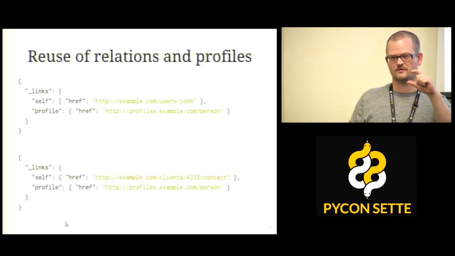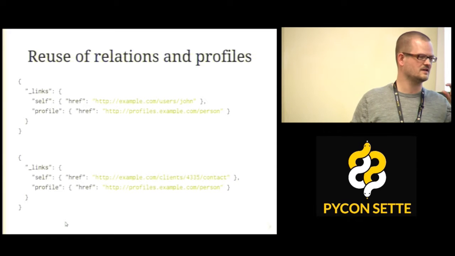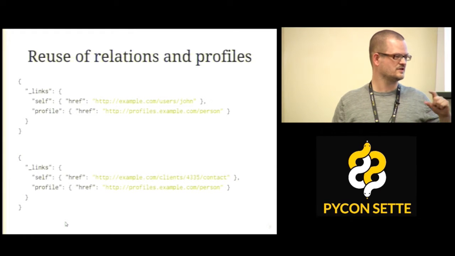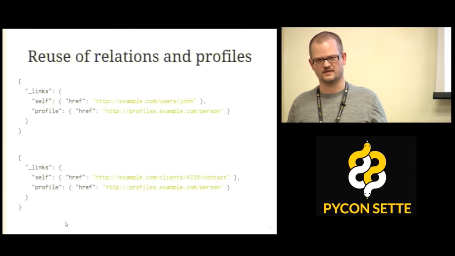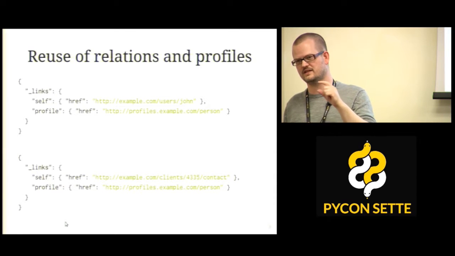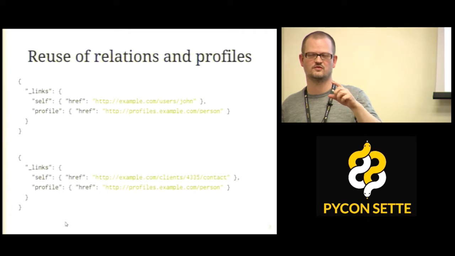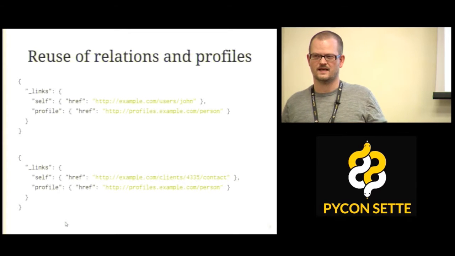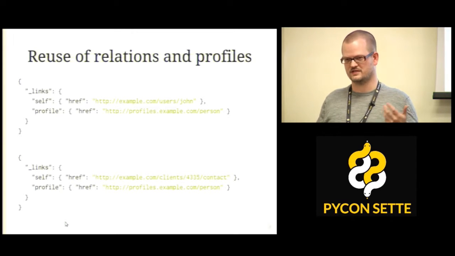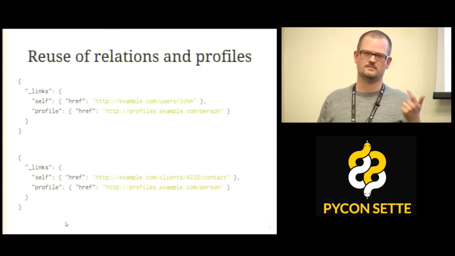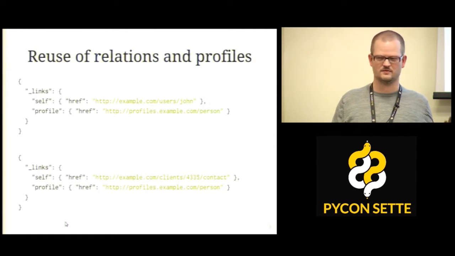So, to quickly show you how this works, these are two URIs. One of them is a person, one of them is a contact. Say the first one is an employee, the other one is a contact. They're both persons. And so you can reuse the same profile because they have a name and maybe an address and stuff like that. And your client only needs to understand this profile once and can be reused. Same goes with relations.